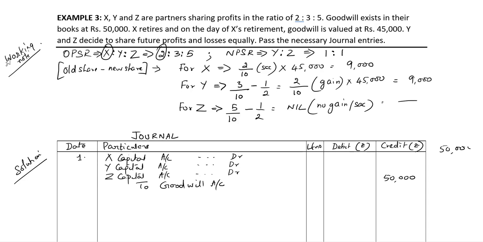50,000 is to be written off in OPSR, which is 2:3:5. Comes up to 10,000, 15,000 and 25,000. Narration: being existing goodwill written off.